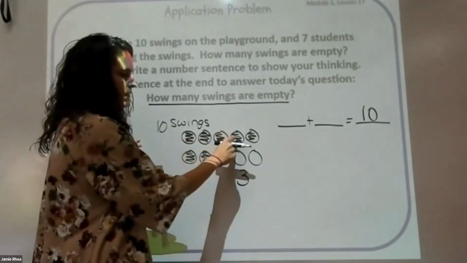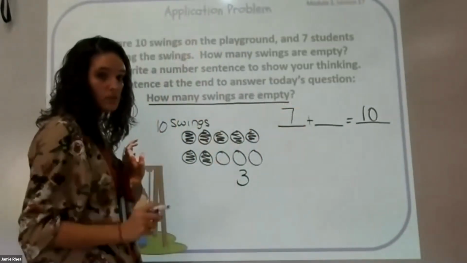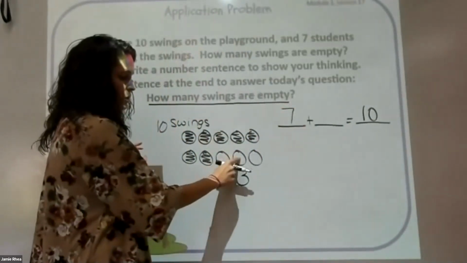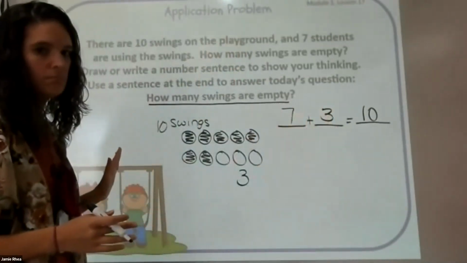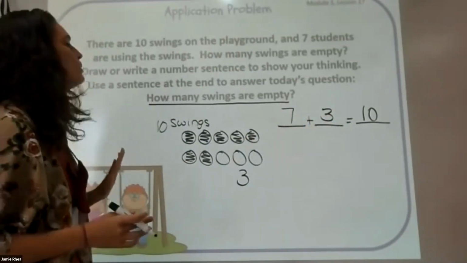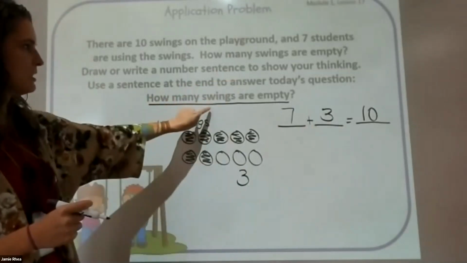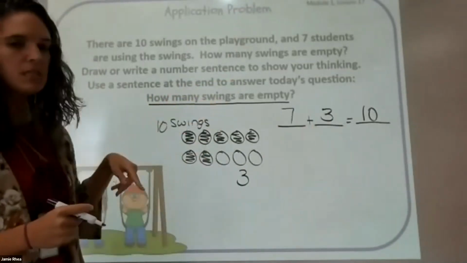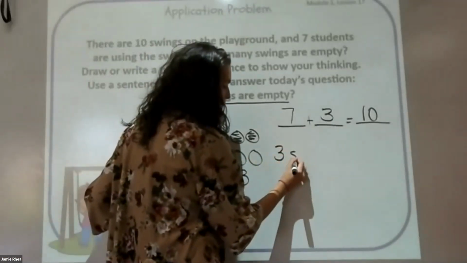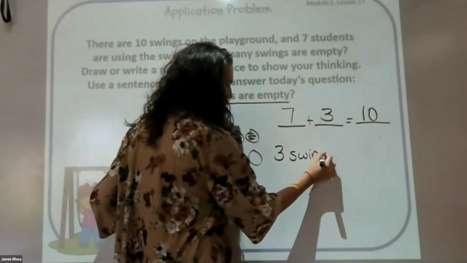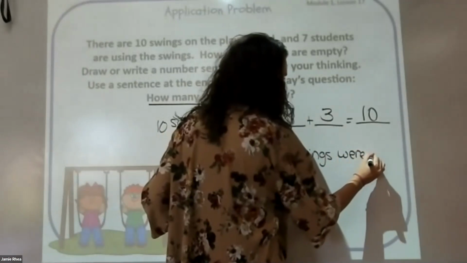How many people were in my swings? 1, 2, 3, 4, 5, 6, 7. How many were not in swings? 1, 2, 3. Now, are we done? No, because remember it says use a sentence at the end to answer today's question. Here's today's question. How many swings are empty? We knew that there were 3 swings empty.